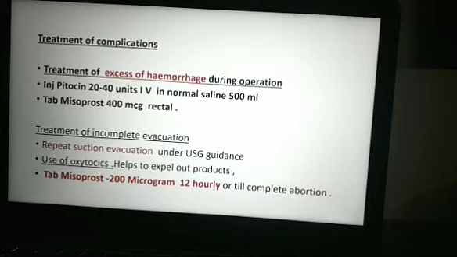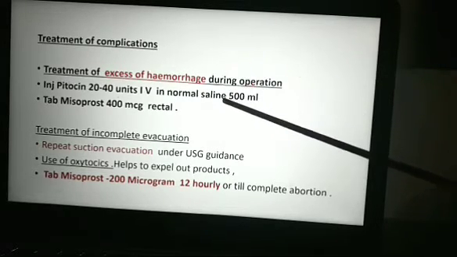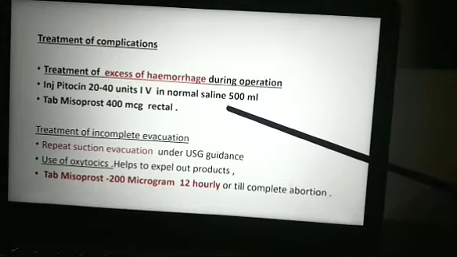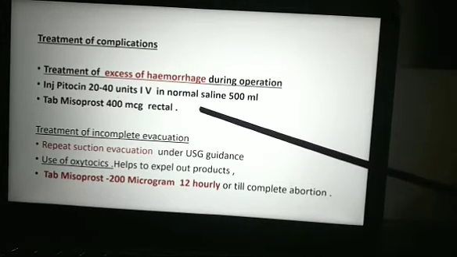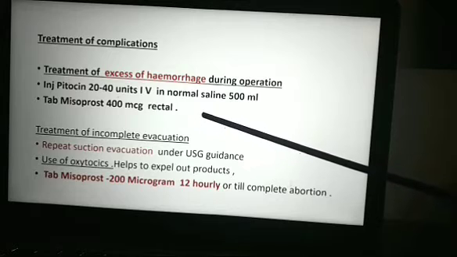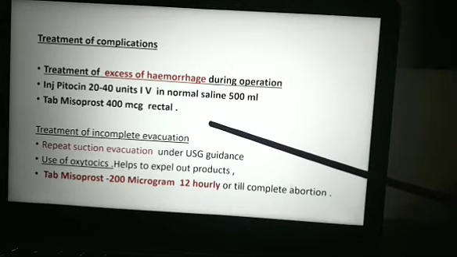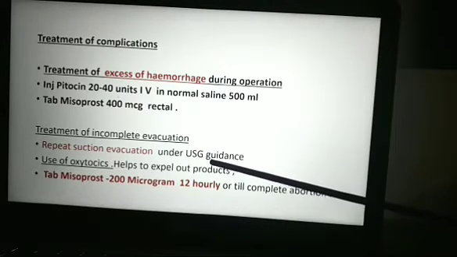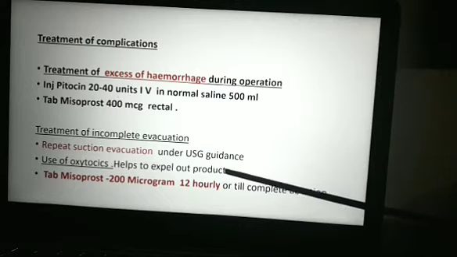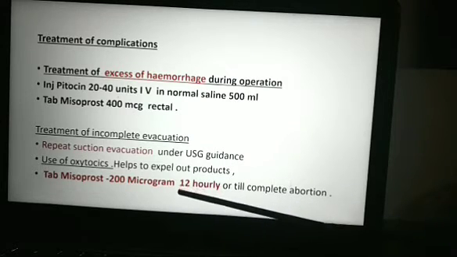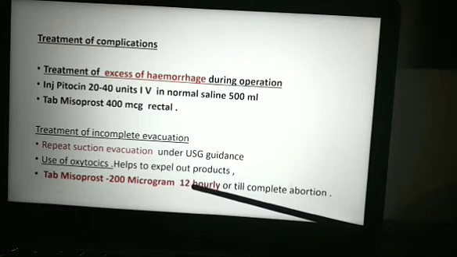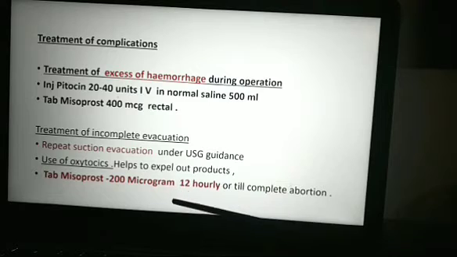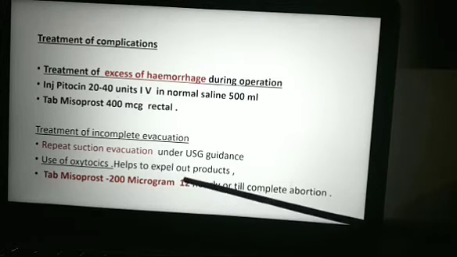What is the treatment of complications like excess hemorrhage? There, Pitocin 20 to 40 units can be added in the drip simultaneously during the operation, or Misoprostol tablet 400 microgram can be used through the rectal route. If there is incomplete evacuation, we have learned repeat evacuation is the treatment. Sometimes they respond to oxytocics to expel out the products. If they are already in the process of expulsion, they are in the canal, then Misoprostol tablet 200 to 400 microgram can help.